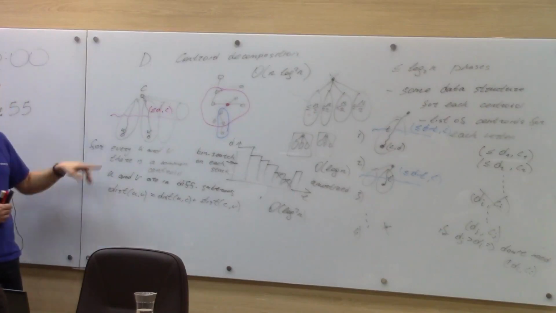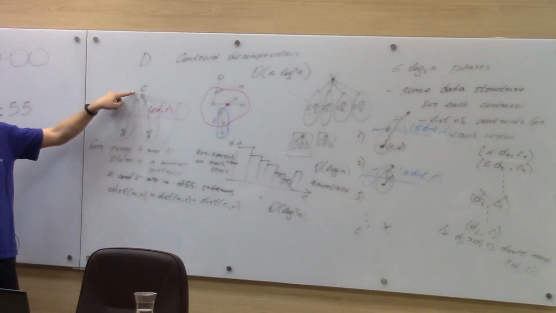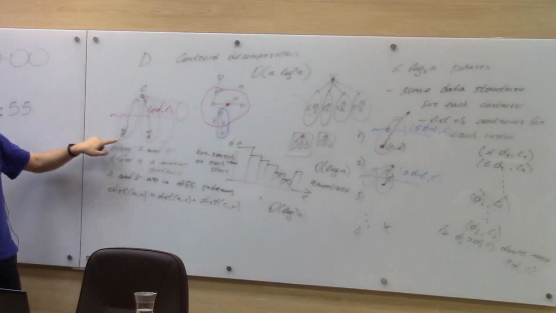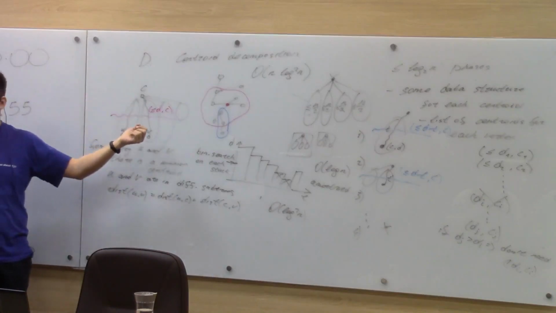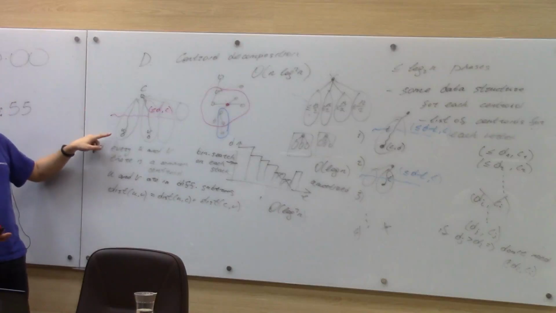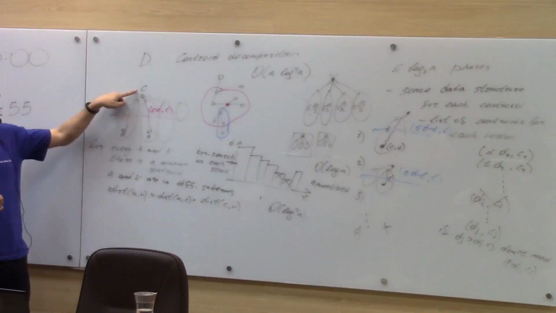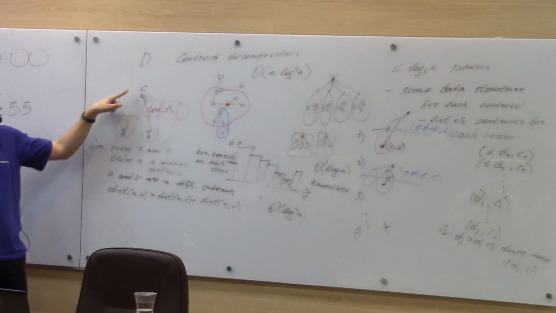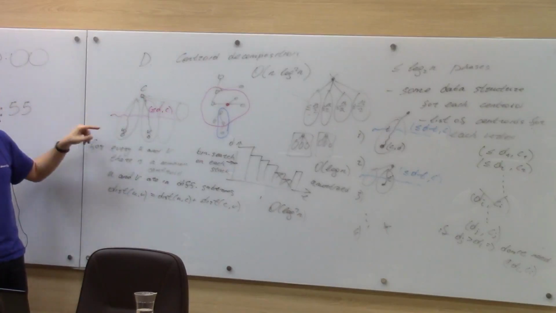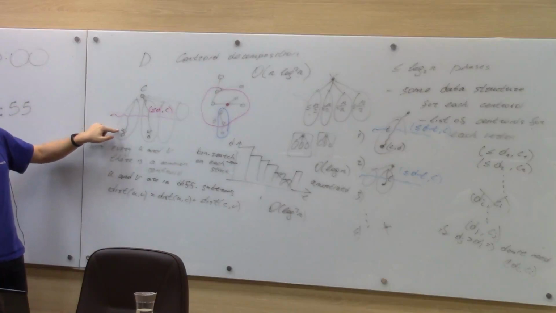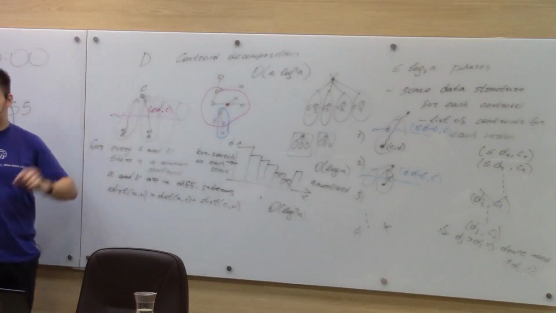Because if this is a common centroid, this means that U and V are in different subtrees, and the path from U to V passes through C, necessarily. So the distance between U and V is just the distance between U and C plus the distance between C and V.